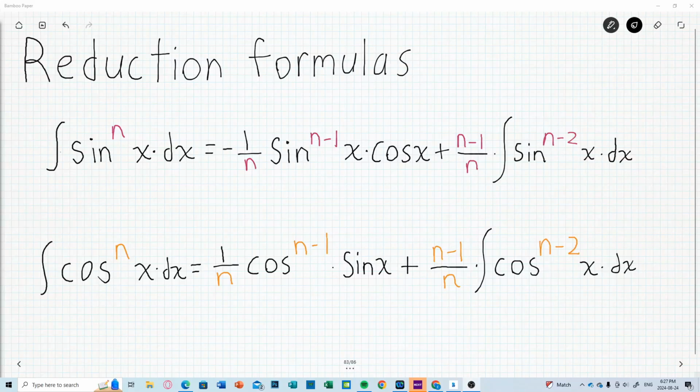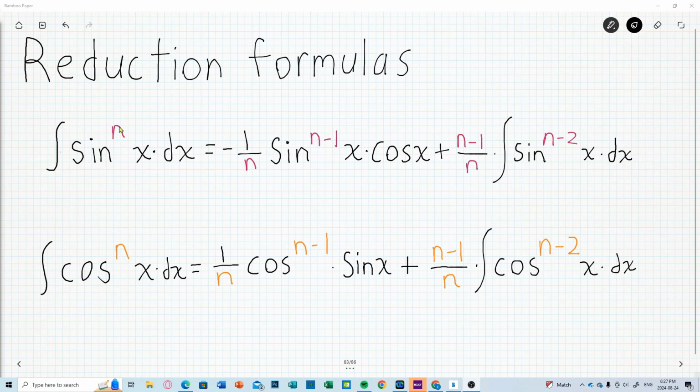Alright, today we're going to be going over reduction formulas. So the first formula we have is the integral of sine to the power of n of x. This can be used to replace any equation you see with sine. So let's say we have an equation that's sine to the power of 3 of x. Wherever you see an n in this equation, you're able to just replace it with whatever the sine is to the power of, and you'll have the answer.